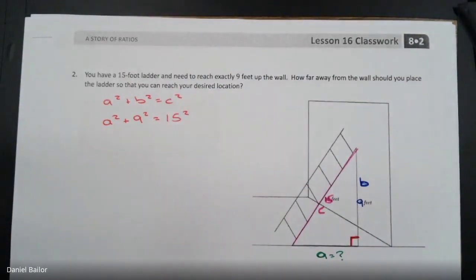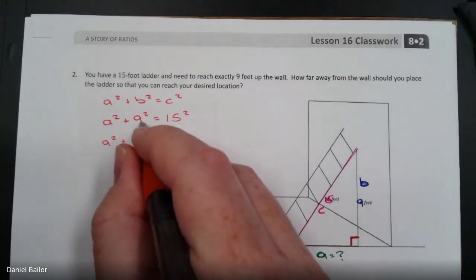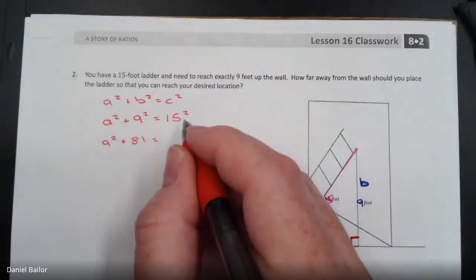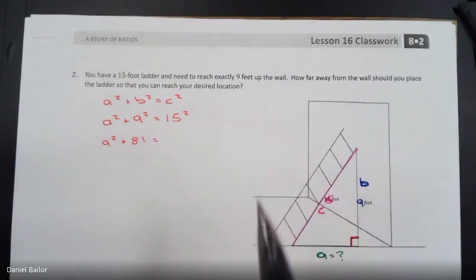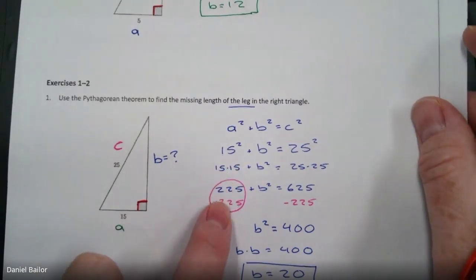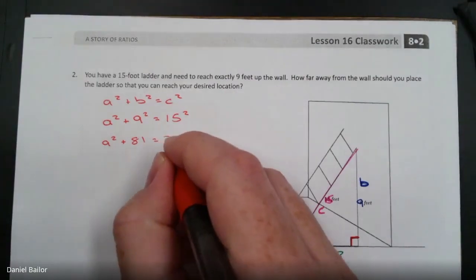Now we can use this to find how far away to put the ladder on the ground. Well, we have a squared plus 9 squared, which means 9 times 9, which is 81. 15 squared is 15 times 15. And if you forgot 15 times 15, just look back at exercise 1 where I told you 15 times 15 is 225. So 15 squared is 225.